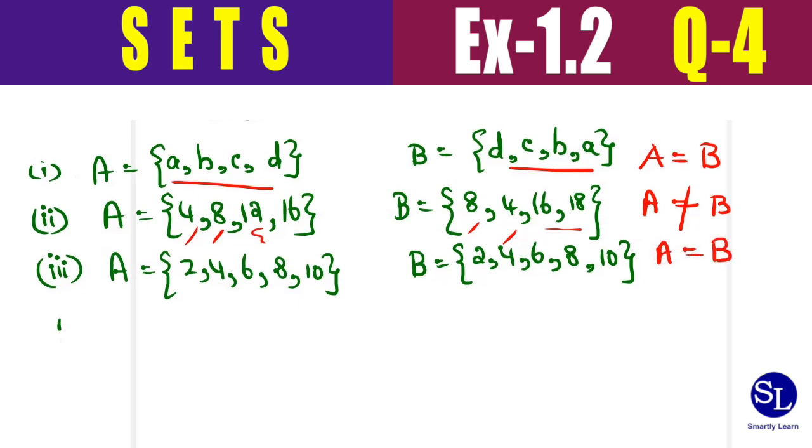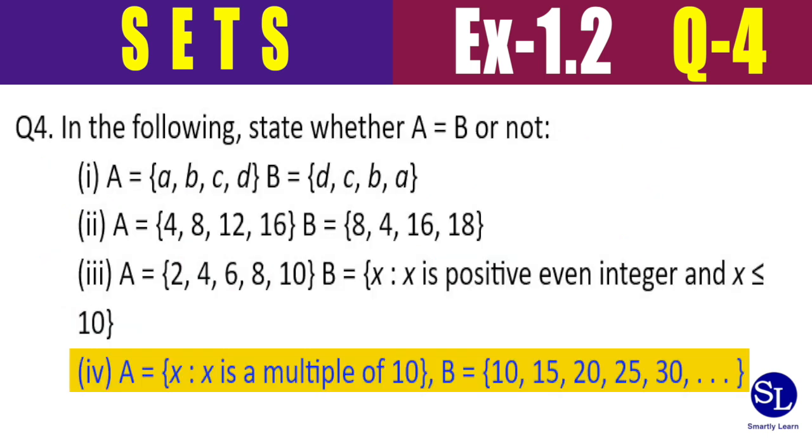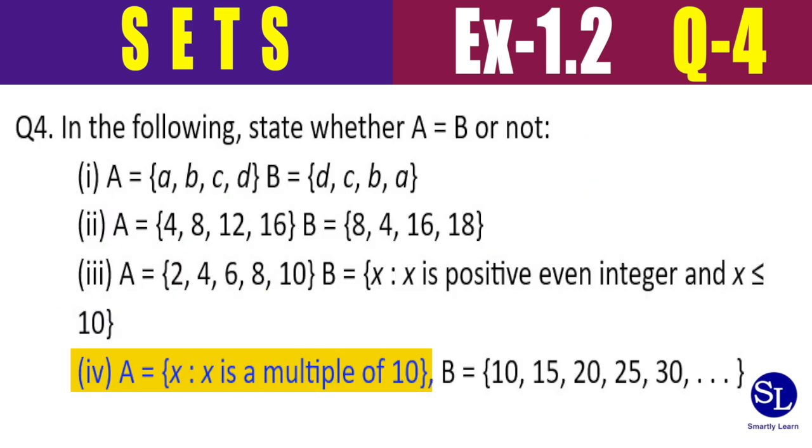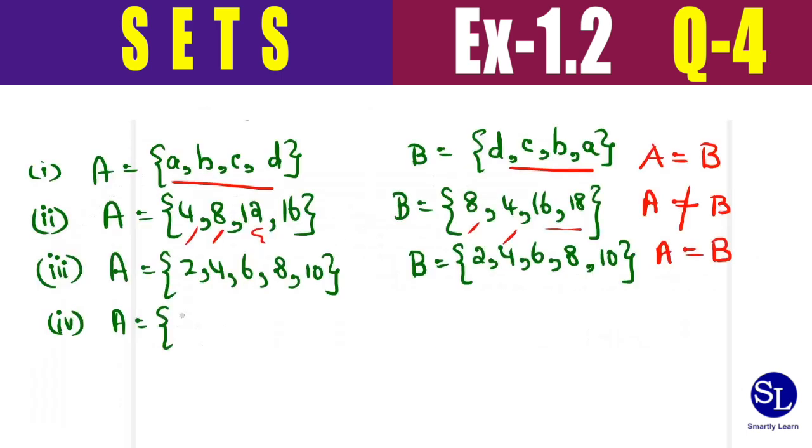Now let's look at the last option. A is going to be having elements x where x is a multiple of 10. So again here it is not in roster form, so let's convert that. It is a multiple of 10. So I'm going to put that as 10, 20, 30 and so on. We cannot conclude this because this is going to be an infinite set.